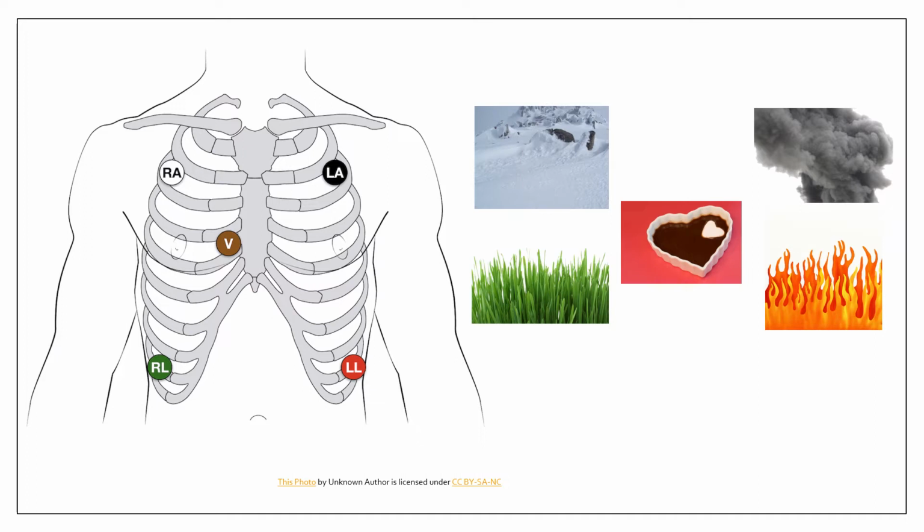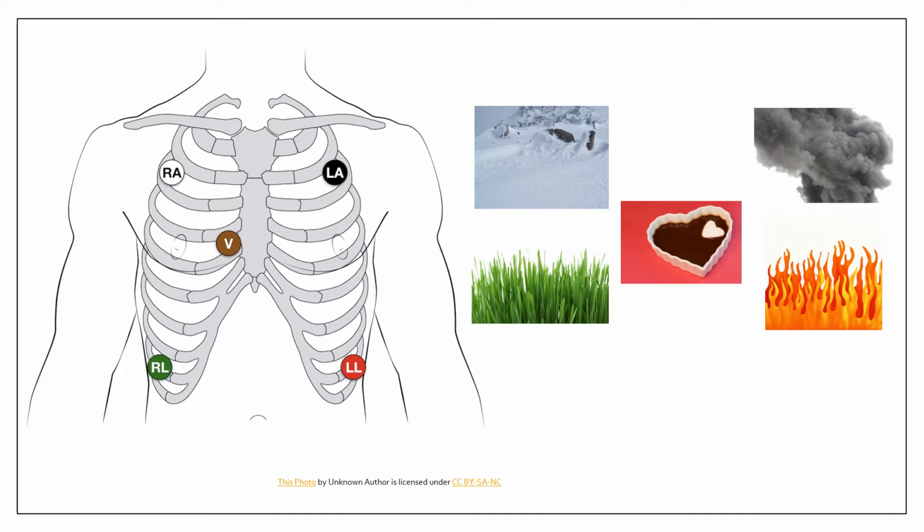Then moving on to the left lower side of the picture, which is the right leg. This is placed on the right lower chest or abdomen, and it serves as the ground electrode. It does not create a lead view. It stabilizes the signal, but it doesn't show any cardiac activity.